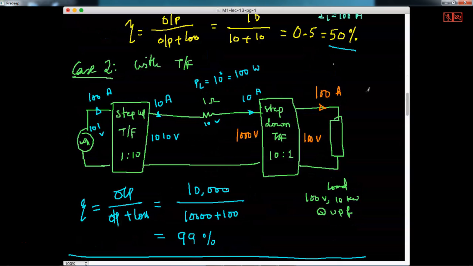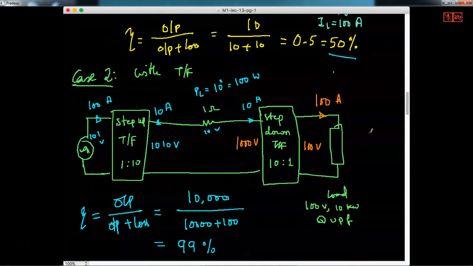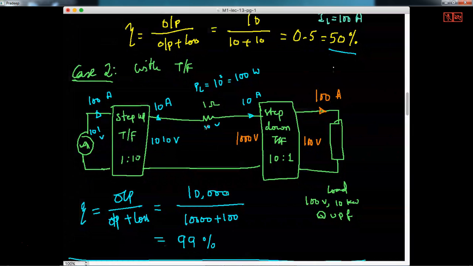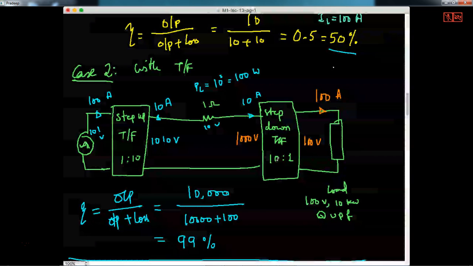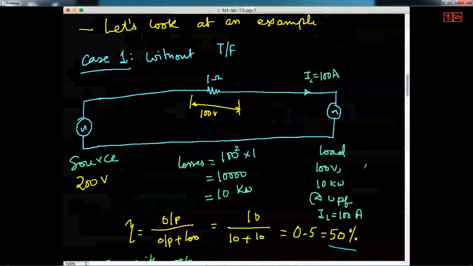This will take 100 amperes. But because it's a step-down transformer, on the other side the current will be only 10 amperes. And because of 10 amperes current, there is only 10 volts of voltage drop, and power loss is only 100 watts. Now if I calculate the efficiency, I am getting 99% efficiency. Look at the efficiency increase. Just by stepping up the voltage, I go from 50% efficiency to 99% efficiency. This is the importance of the transformer. That is why we use transformers everywhere.